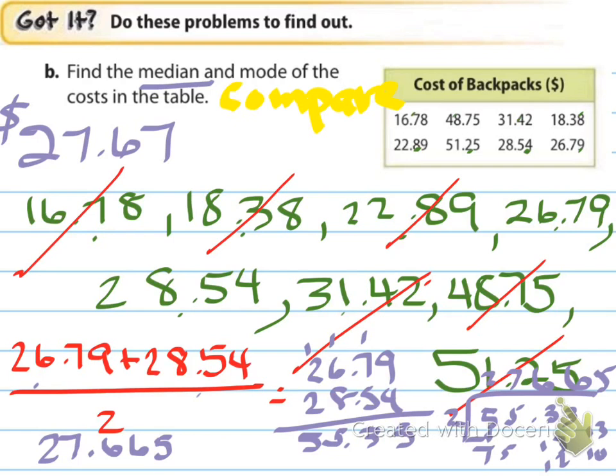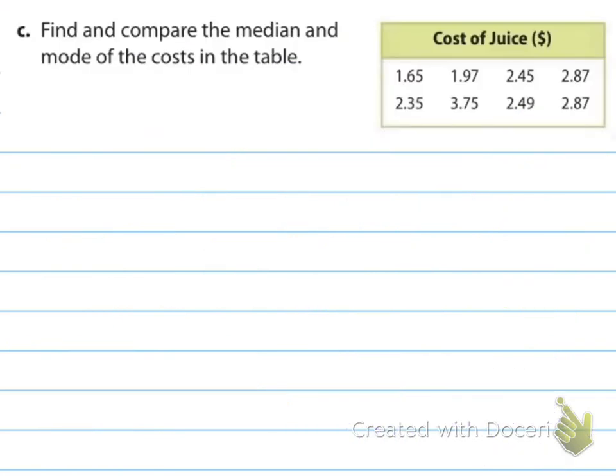All right, now we need to find the mode, and the mode of our information is the one that shows up the most often. So going through my amounts here, I instantly see that there are no amounts that are duplicated. So my mode is none, or I could write no mode. All right, and so if I'm comparing the two, I would say that there is no mode, and so the median would be $27.67.